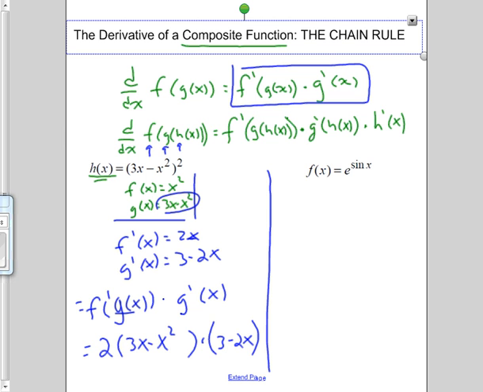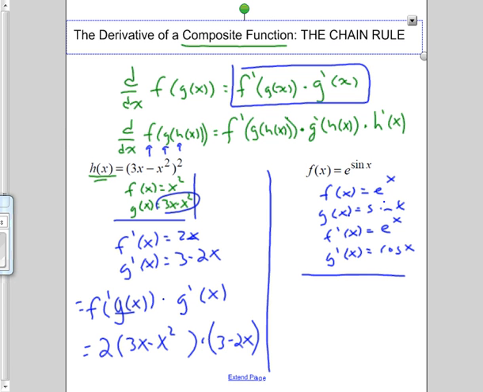Looking at the other one, e to the sine x, my outer function is e to the x, my inner function is sine x. f prime of x is e to the x, g prime of x equals cosine of x. So f prime of g of x, so e to the g of x, times g prime of x. That would be my derivative right here.